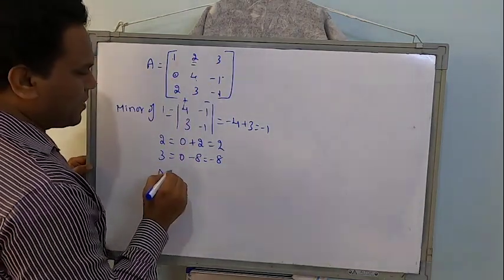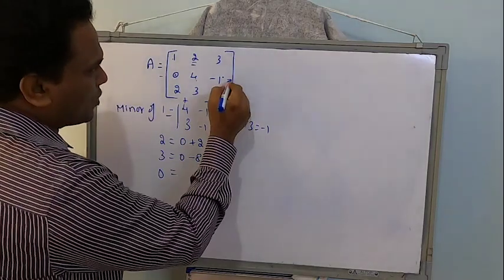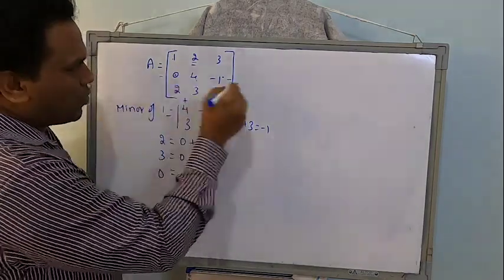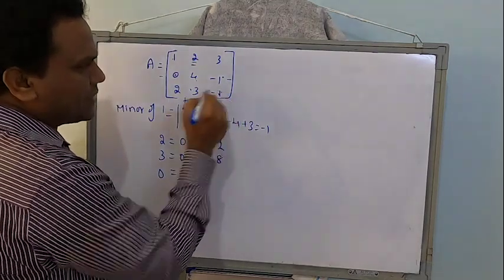Come to the second row. Minor of 0. Leave the column and row. You leave the row and column. The remaining elements are these 4, right?